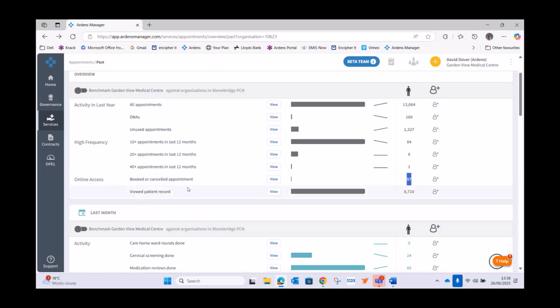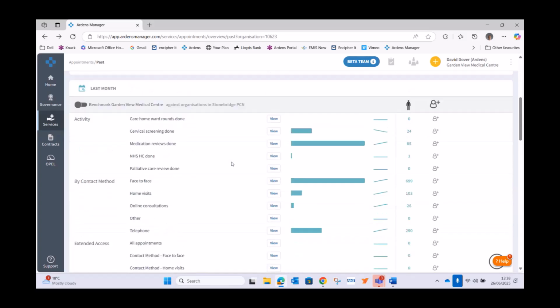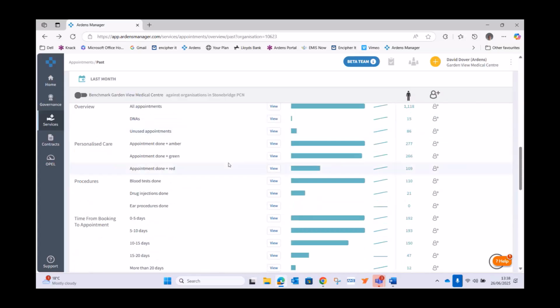Again, look at it in the bigger picture. The more patients who are using these online services, the less footfall you've got in your practice, and the less telephone calls you're dealing with on a constant basis as well. Okay. I'm going to come down to a few others on here as well.